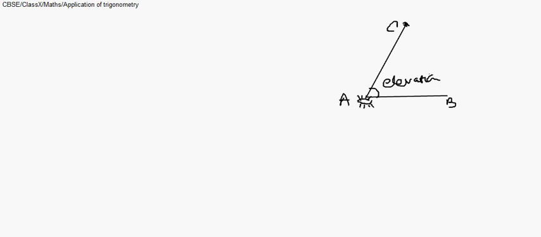Now if I change the figure and make a case wherein the object is here and the eye, or the person who is looking at that object, is here. That means the person is looking down to that object in the second case, and there is this angle which is formed, which is called the angle of depression.